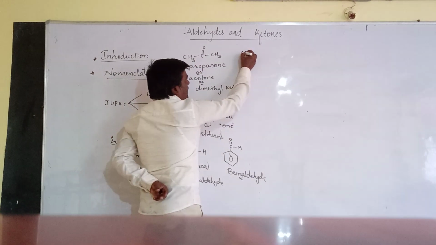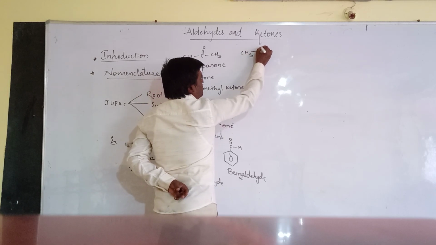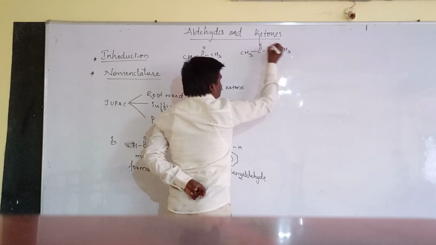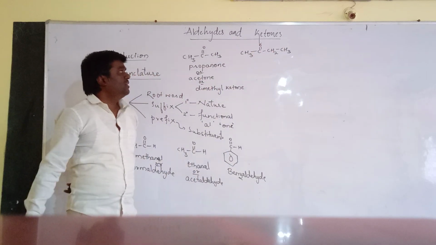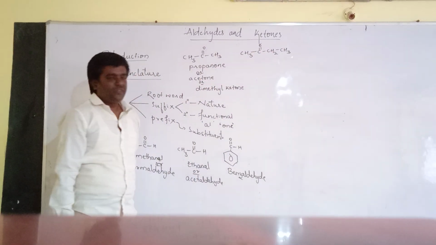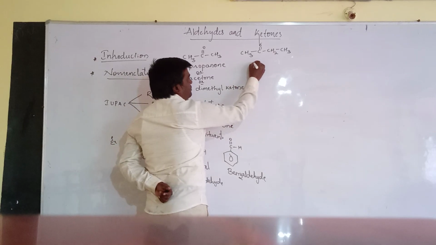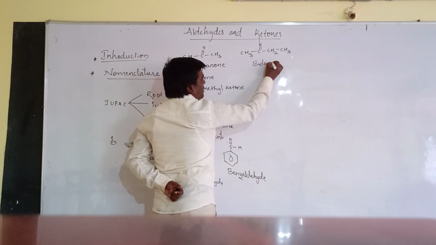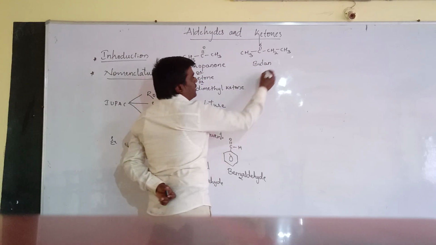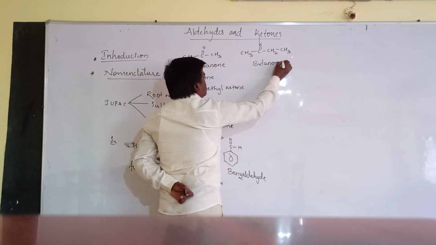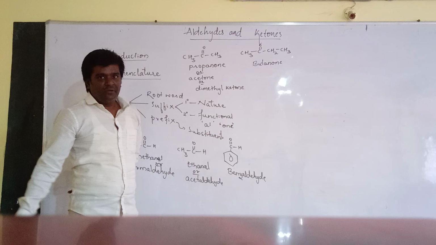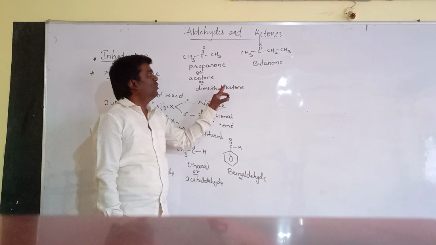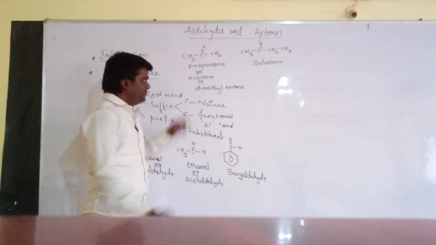And CH3, C double bond O, CH2CH3. The number of carbon atoms in the parent chain is 4. Therefore, the root word is but, saturated, and ANE. The terminal E is replaced by O N E. This compound is known as butanone. The IUPAC name of the compound is butanone.